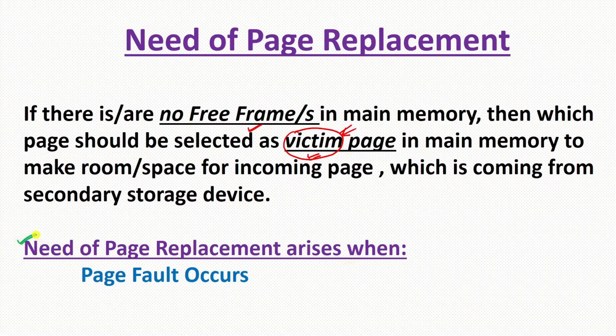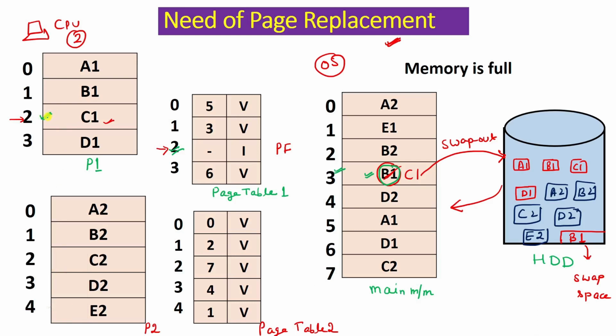The thing to note is that the need for page replacement arises only when a page fault occurs. That means if the CPU has not demanded or referenced the page number 2, that is C1, then there is no need to bring C1 from the hard disk to the main memory. Then there is no need for page replacement. Only when a page is not inside the main memory and we have no free frame available do we need page replacement. The first thing is that a page fault gives rise to the need for page replacement.